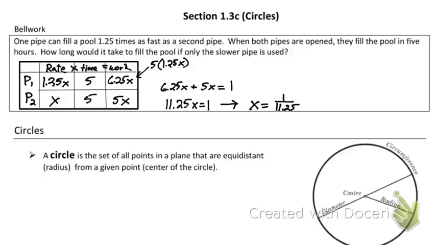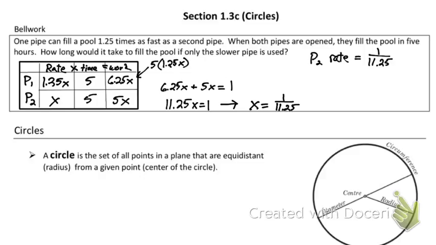All right, so we have x equals 1 over 11.25. But note this x goes into pipe 2, which is the slower one. So pipe 2's rate is going to equal 1 over 11.25. Pipe 1 is 1.25 over 11.25? Yes, if we're doing that rate. Yep. But we don't care about that.